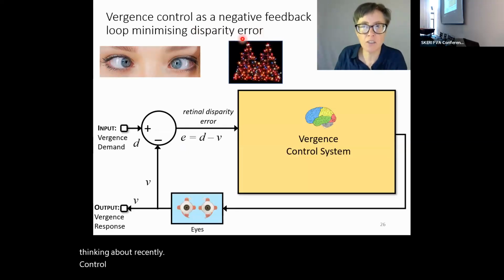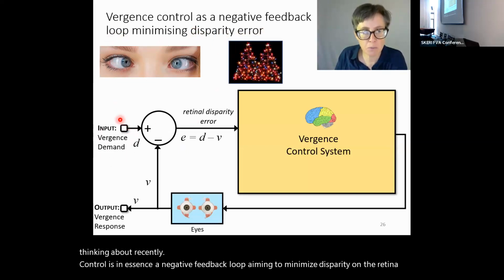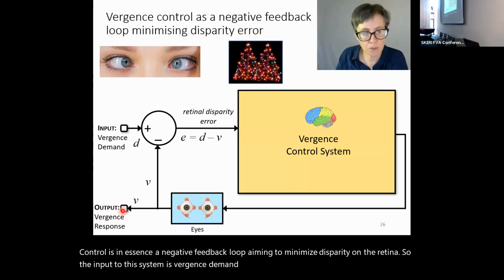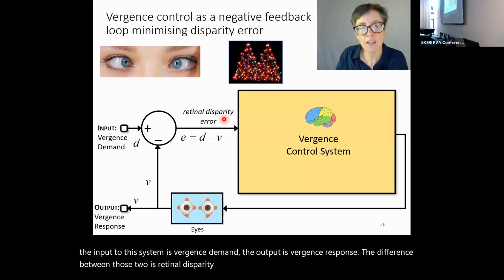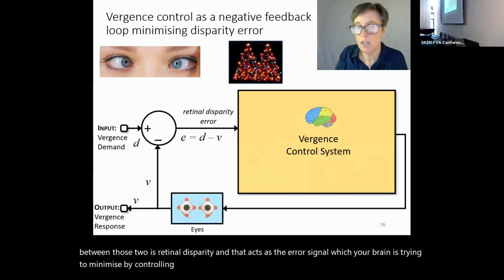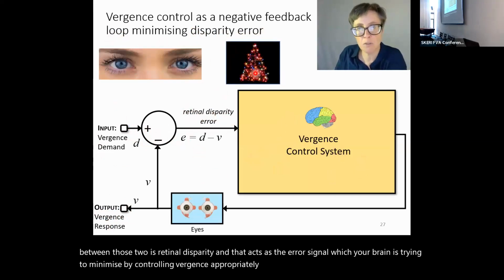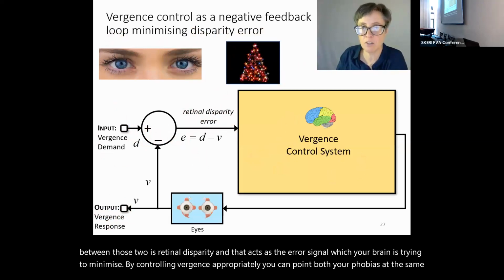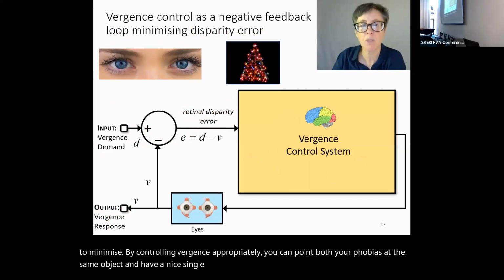Control is in essence a negative feedback loop aiming to minimize disparity on the retina. The input to this system is Vergence demand, the output is Vergence response, and the difference between those two is retinal disparity. That acts as the error signal which your brain is trying to minimize by controlling Vergence appropriately, so that you can point both your foveas at the same object and have a nice single image.